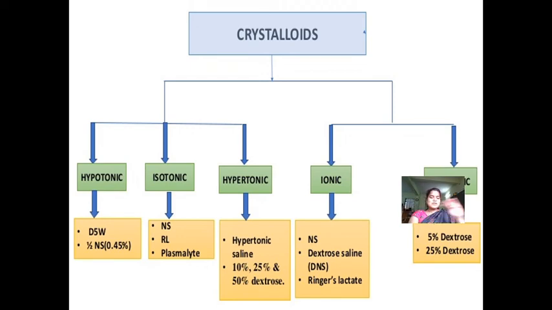So isotonic solution means you have to say NS, RL, plasma. If it is hypotonic, you have to say dextrose solution, half percent NS. If hypertonic, then 10%, 25% and 50% dextrose. So these are the hypertonic.